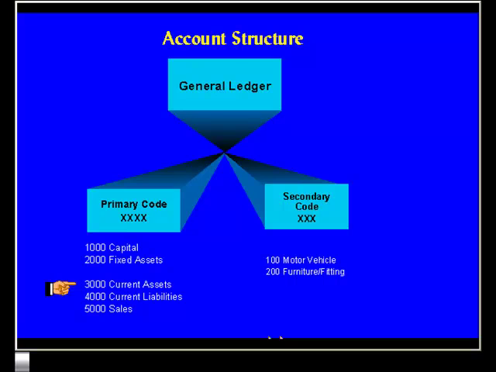Likewise, current asset starts with 3, current liability starts with 4, sales start with 5. Before you set up the account, you will need to decide for each account type what numbering schemes you will use. There are a total of 15 account types grouped into balance sheet type of accounts and income expense type of accounts.